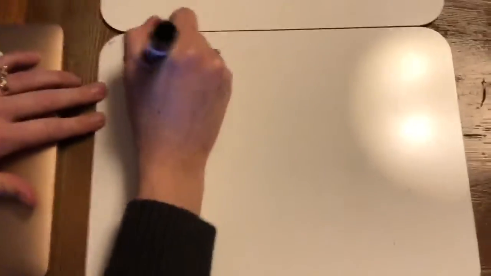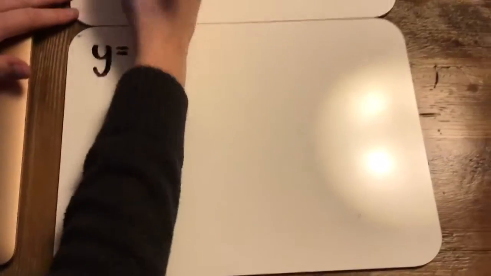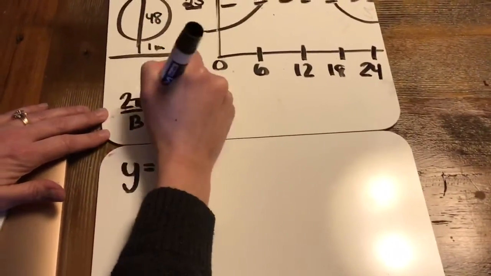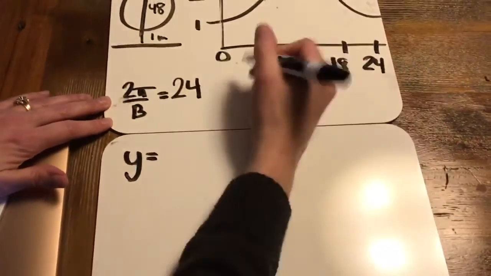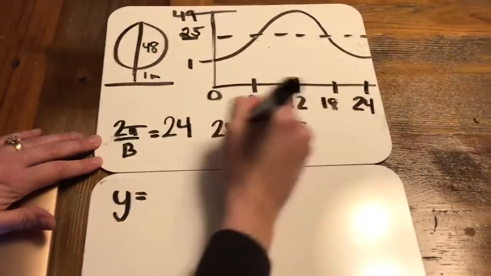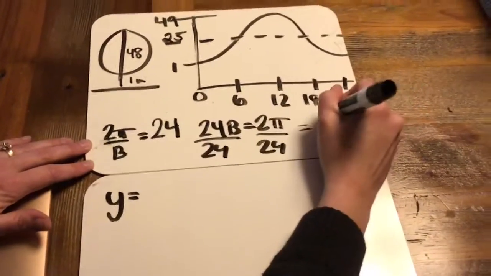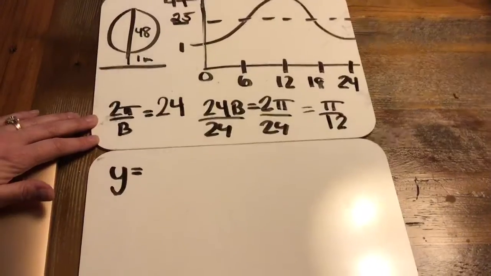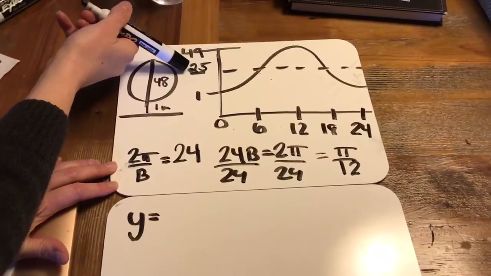If I say y equals, okay, let's actually find our b. So if I say that 2 pi over b, you should be doing these in radians, is equal to my period of 24, if I cross multiply, that's 24b equals 2 pi, divide by 24. So my b is going to be pi over 12, which is just me reducing, okay? I was able to find the middle ground here between 1 and 49, which was 25.